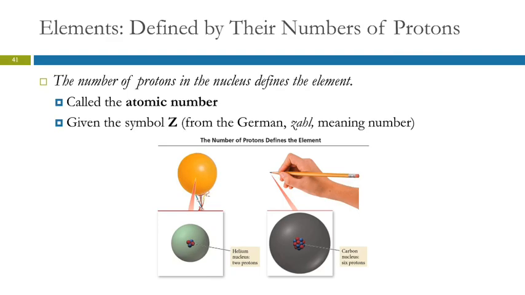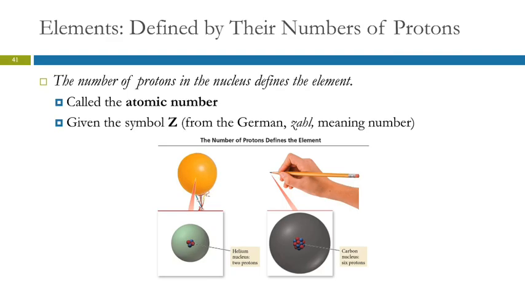So we've talked about these subatomic particles. Let's talk about protons. The number of protons in the nucleus of an atom defines which element it belongs to. So that's like the identification of the element. We call this the atomic number.